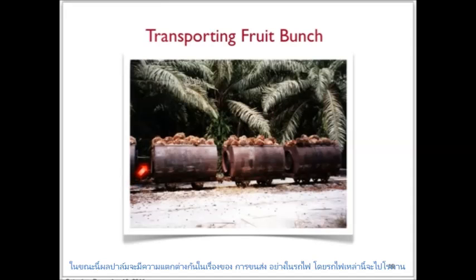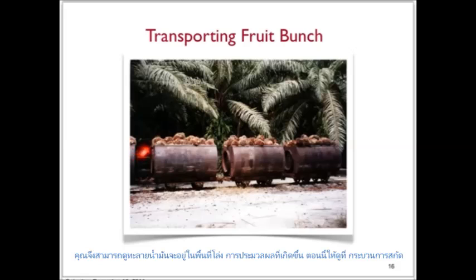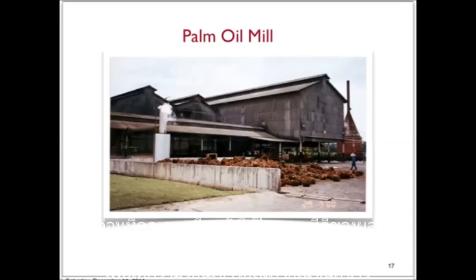So if you live near the plantation, you can sometimes see the fruits being transported by train, as in this case, and this train will go to the factory. And this is how the palm oil mill looks. You can see the oil palm fruit bunches being stored in the open space here, and inside is where the processing takes place.